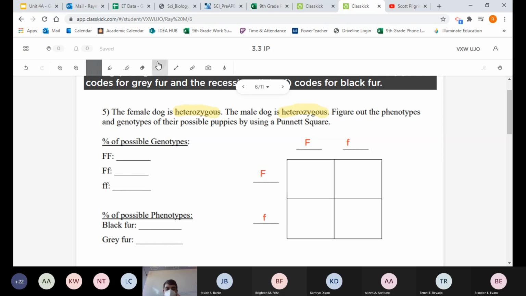So when it comes time to do your crosses, you bring it down, you bring it over. You're going to have big F, big F, big F, little f, big F, little f, little f, little f. So now it's going to make all of this a little bit more involved. We're seeing then all three genotypes. We're not just seeing one or two anymore. We're seeing all three of them. So big F, there's 1 out of 4. So that's going to be 25%.